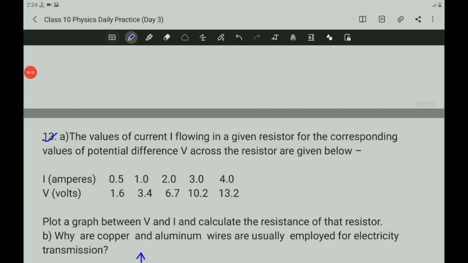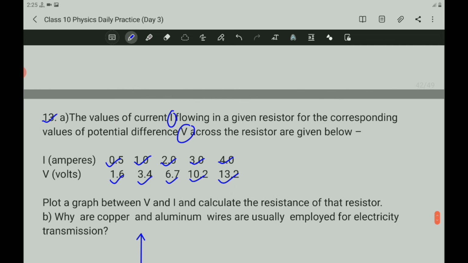Now take the 13th question. The values of current I flowing in a given resistor for the corresponding values of potential difference V across the resistor are given below. I is 0.5, 1.0, 2.0, 3.0, 4.0, and the corresponding volts are 1.6, 3.4, 6.7, 10.2, 13.2. Here you have to plot a graph between V and I and calculate the resistance of that resistor.